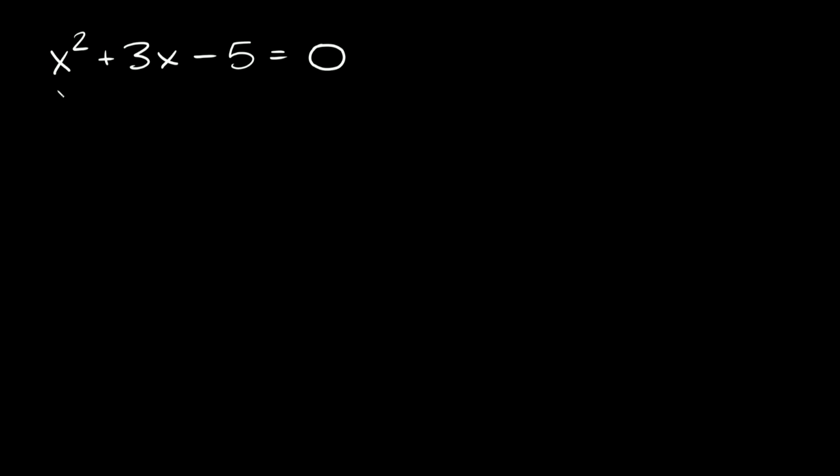So the first thing you want to do here is just make sure that this is in standard form. And if you don't remember what that is, it's just this right here. Ax squared plus bx plus c is equal to 0, where a, b, and c are just your coefficients. They're just numbers. Okay, so it looks like up here our equation is already in standard form.